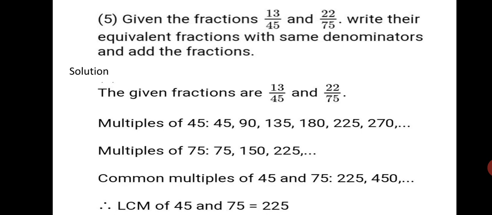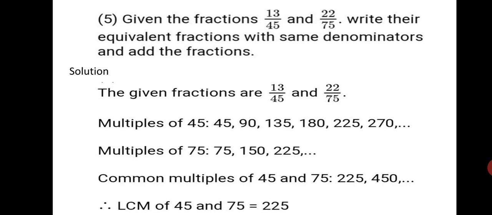So to find the LCM of the denominators, we find the multiples of 45 and multiples of 75. Let's have a look at the solution. The given fractions are 13 upon 45 and 22 upon 75. So multiples of 45 are 45, 90, 135 and so on. Multiples of 75: 75, 150, 225 and so on.